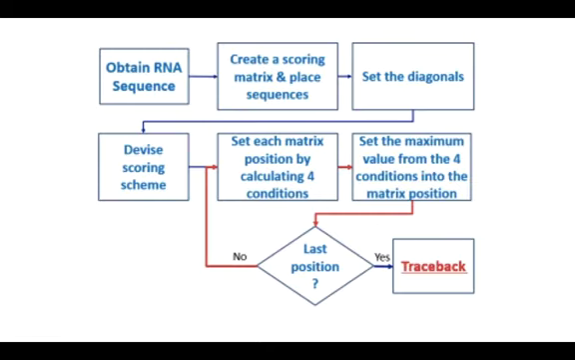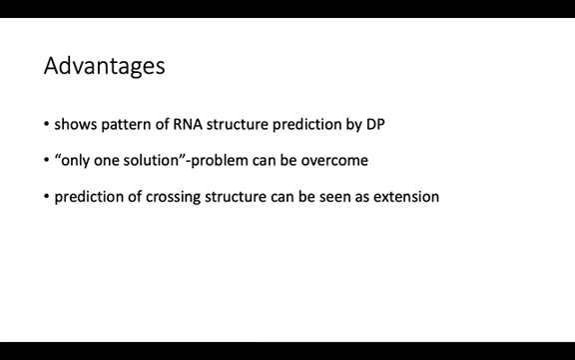And you will get what the RNA structure is, what base pairs are possible there. The advantage of Nussinov's algorithm is that it shows patterns of RNA structure prediction by dynamic programming. The only-one-solution problem can be overcome, because there isn't only one outcome of this, and prediction of crossing structures can be seen as an extension. If we want to see whether two base pairs are crossing each other, we can extend this algorithm to solve this as well.